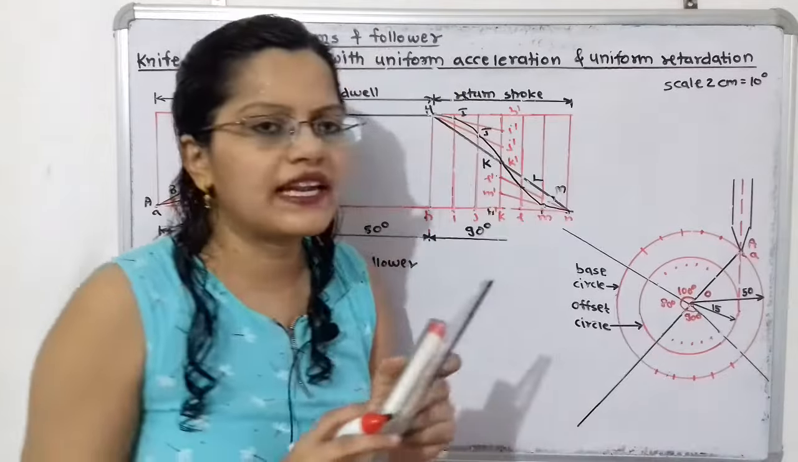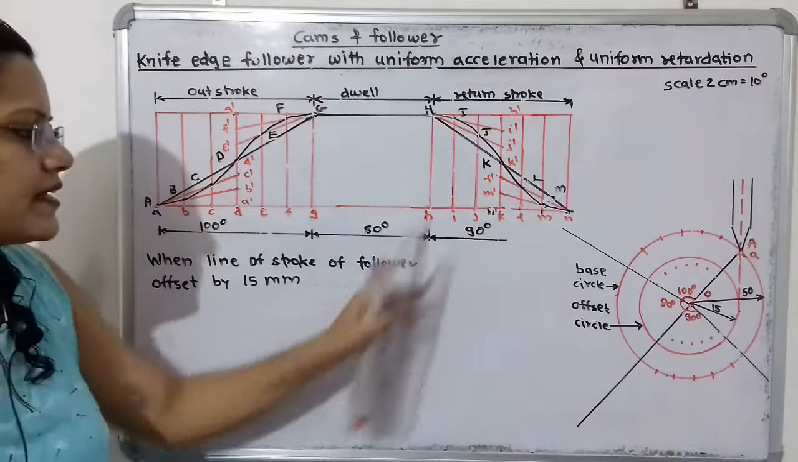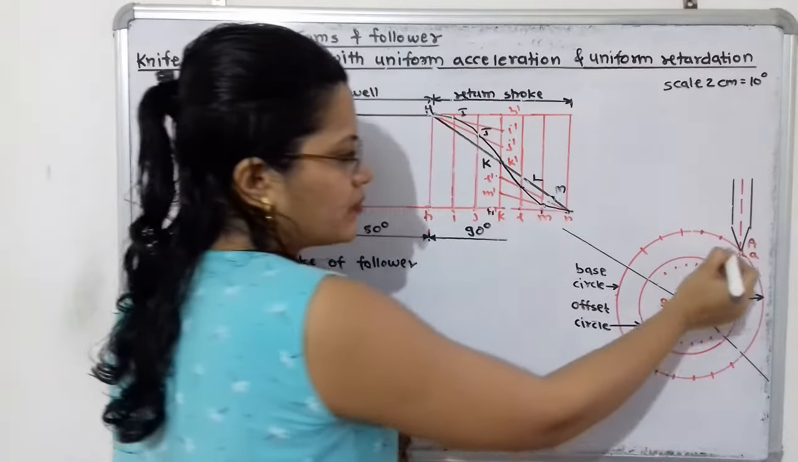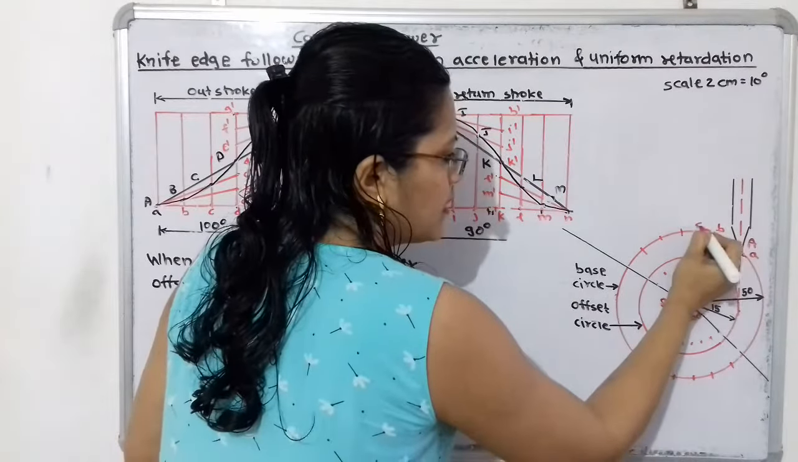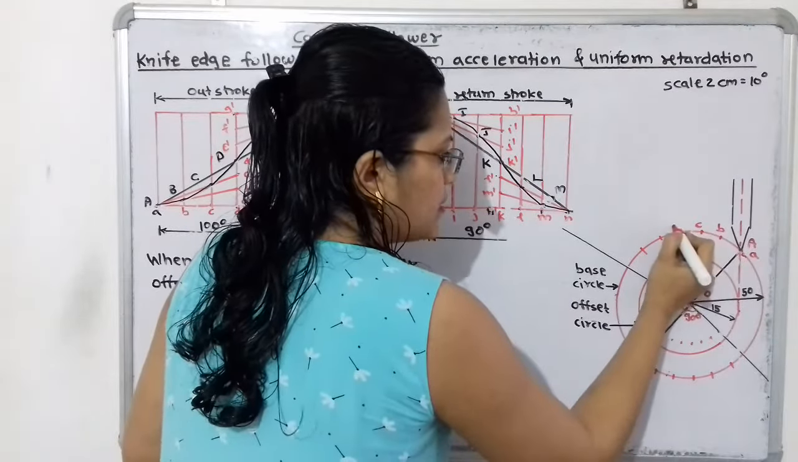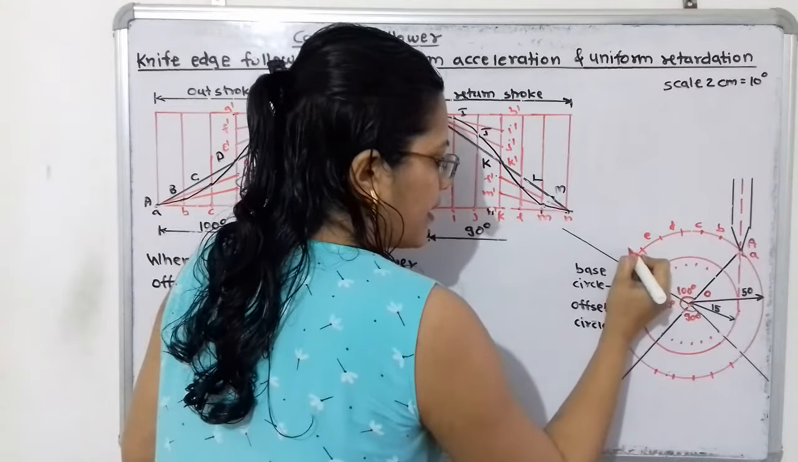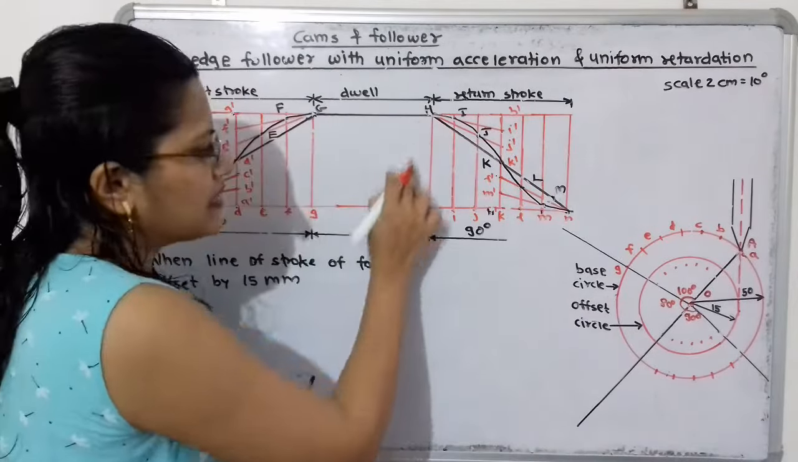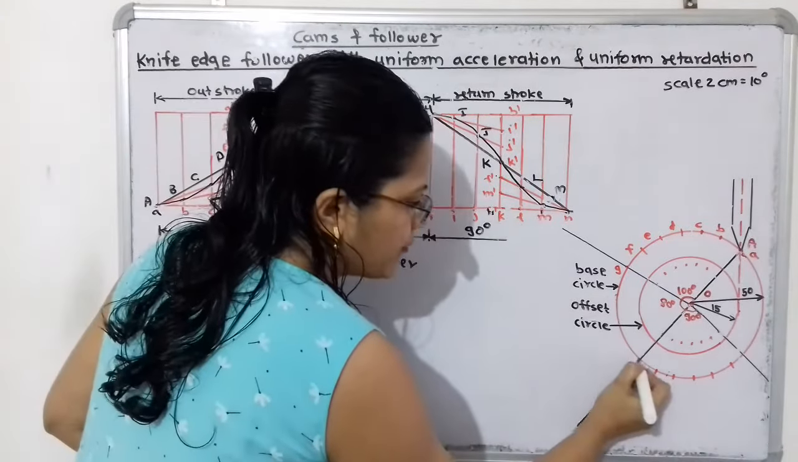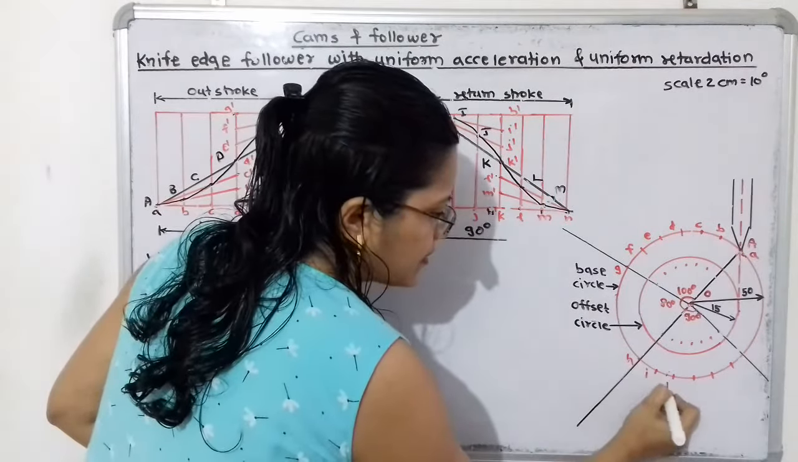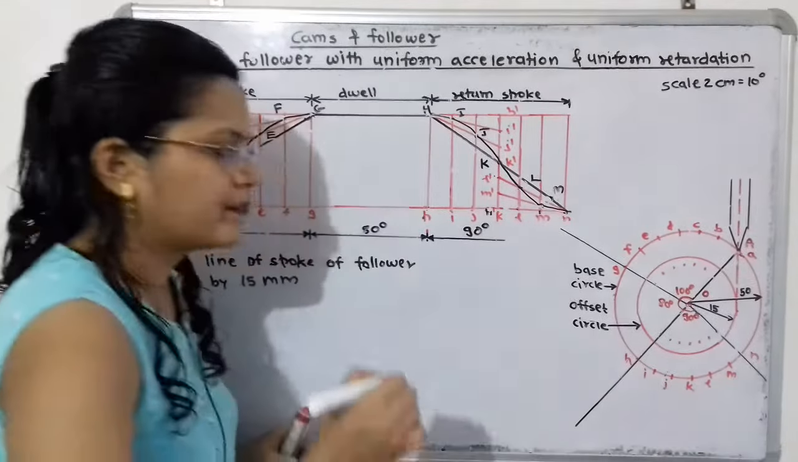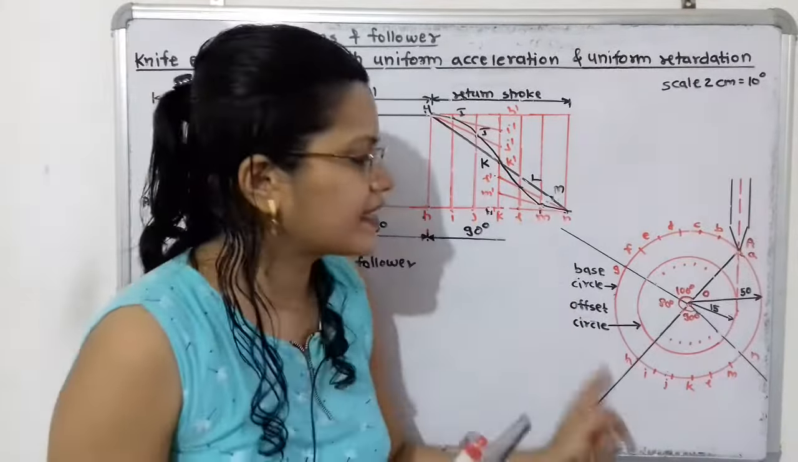Now we will give the letters as in the displacement diagram. Here the first is A, that is the initial position of the follower. Next is B, C, then D, E, F. Then the last one is G. Then, if we observe, the starting of the return stroke is H. So I will say H, I, J, K, L, M and the last one is N. In this way these points are getting selected.